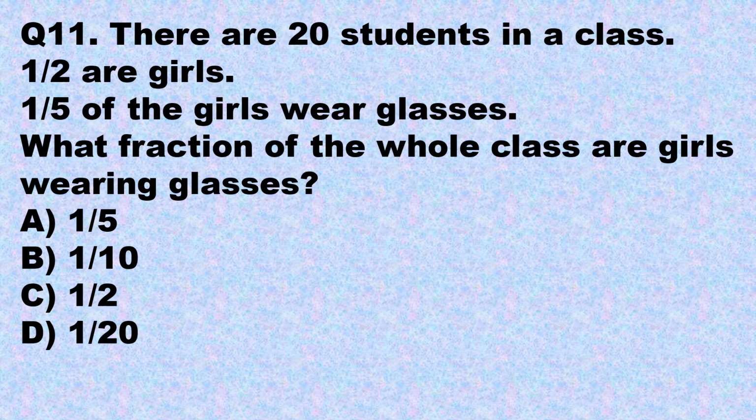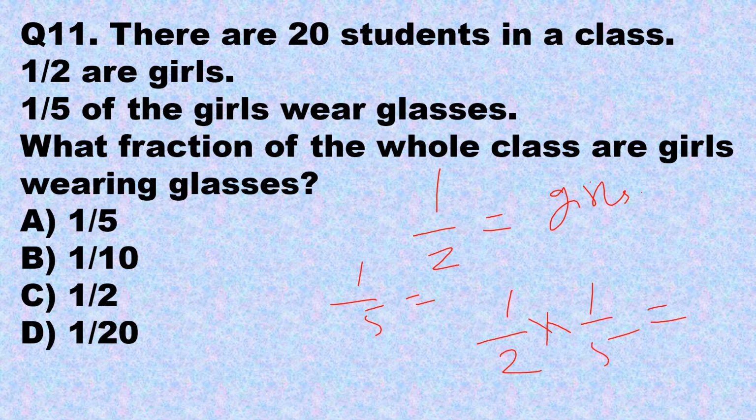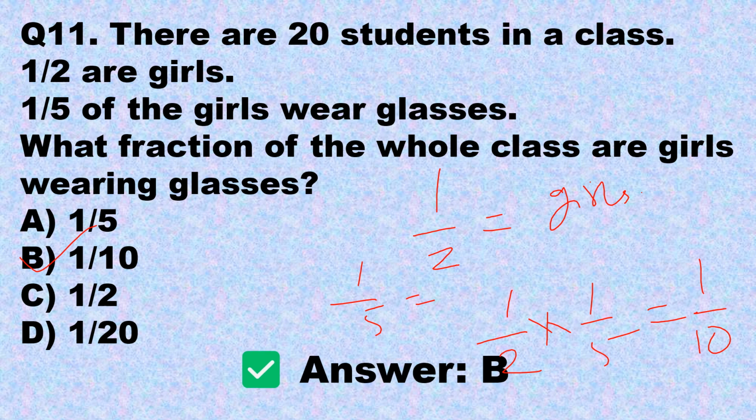Next, there are 20 students in a class. Half are girls, 1 by 5th of the girls wear glasses. What fraction of the whole class are girls wearing glasses? So half of the class are girls. From that, 1 by 5th are wearing glasses. So how many girls are wearing glasses? 1 by 2 into 1 by 5. So that will be equal to 1 by 10. So option B is the correct answer.